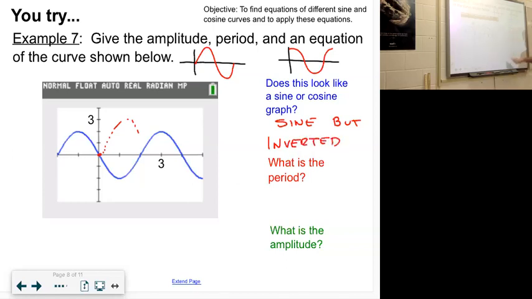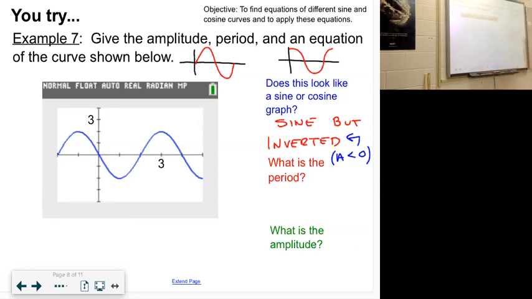Which basically is going to tell me that my A is going to be less than 0, negative, right? Because it's inverted. So that's critical, right? So now I'm going to deal with the sine function, and now I have to find the period, okay?